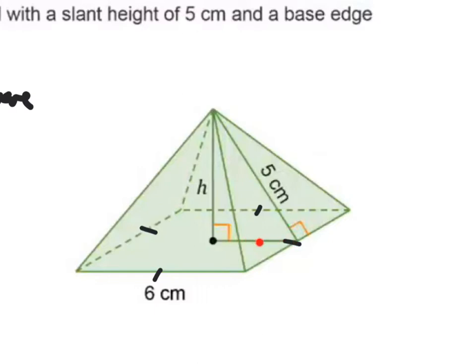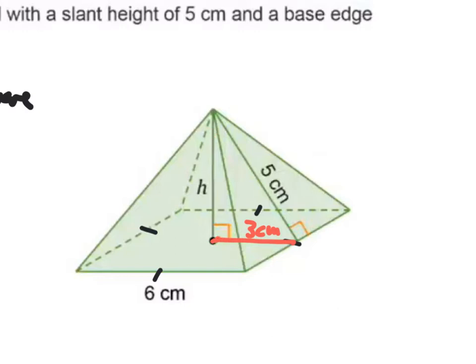Well, this length, because we're dealing with a square pyramid, is going to be half the length of this side. And so this length from here to here is 3 centimeters. It's going to be half the length of this here, but we have to write that in. Okay, so now we have to figure out what h is.